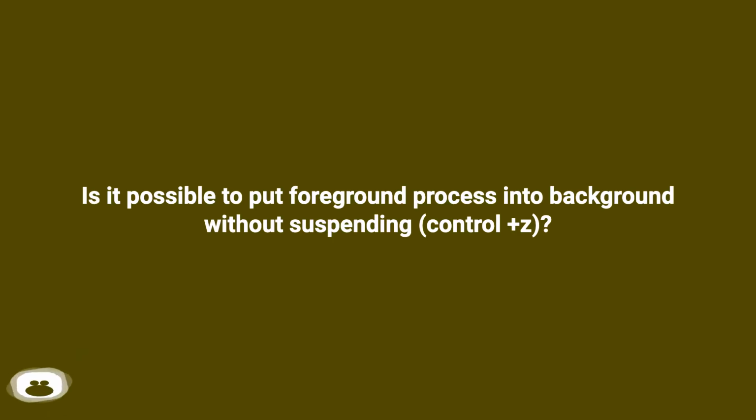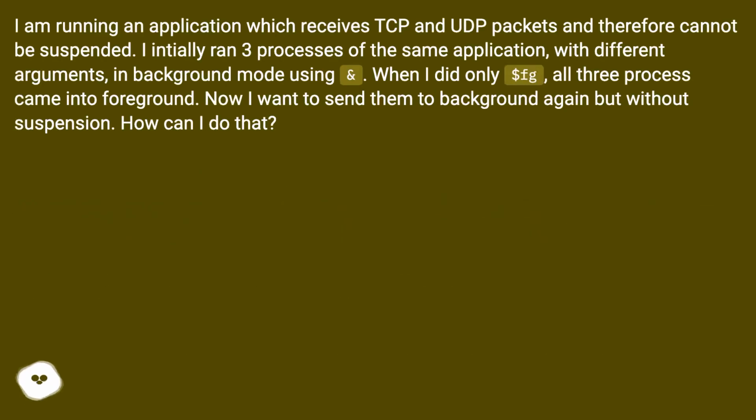Is it possible to put a foreground process into the background without suspending it with Ctrl+Z? I am running an application which receives TCP and UDP packets and therefore cannot be suspended. I initially ran 3 processes of the same application with different arguments in background mode using &. When I did only fg, all 3 processes came into the foreground. Now I want to send them to the background again but without suspension. How can I do that?